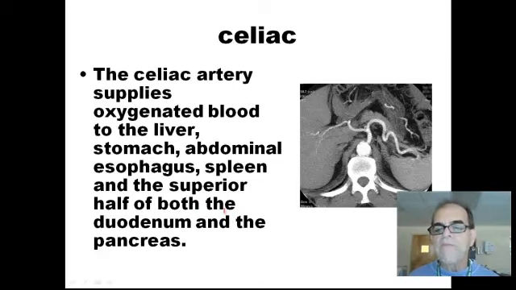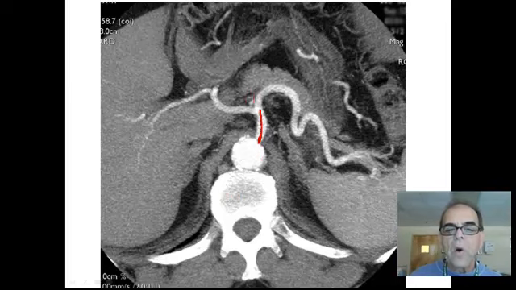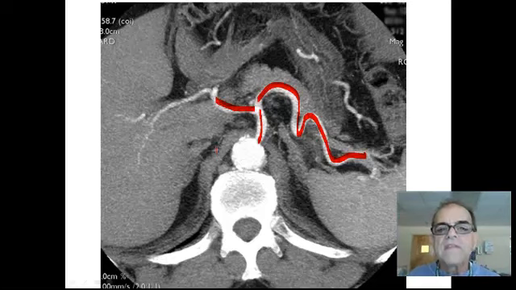The celiac trunk has 3 branches, but the branch of the hepatic artery and the branch of the gastric artery and the branch of the splenic artery give blood to different organs. You can see here the CT scan of the celiac trunk. Celiac trunk, splenic artery, and the common hepatic artery. This is CT scan. This is not ultrasound.